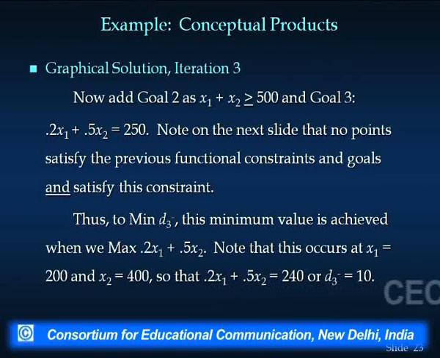Thus, to minimize D3 minus, this minimum value is achieved when we maximize 0.2 x1 plus 0.5 x2. Note that this occurs at x1 equal to 200 and x2 equal to 100, so that 0.2 x1 plus 0.5 x2 is only 2,40,000. So D3 minus is 10,000. So D3 minus means a deviation will be there in the third priority. We'll see on the graph.